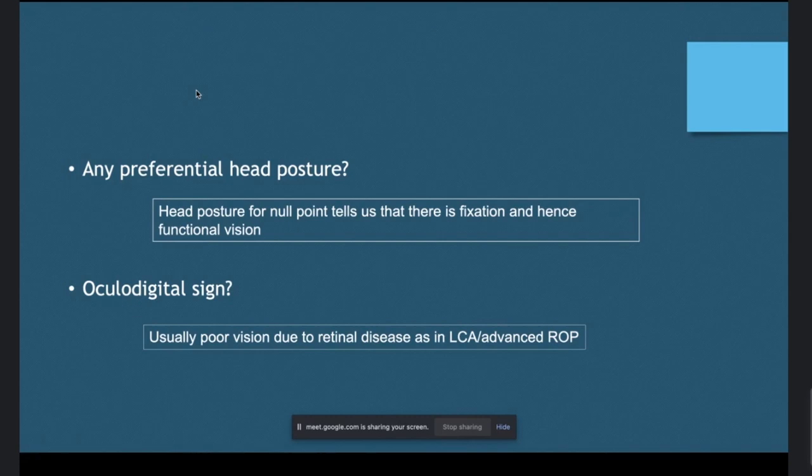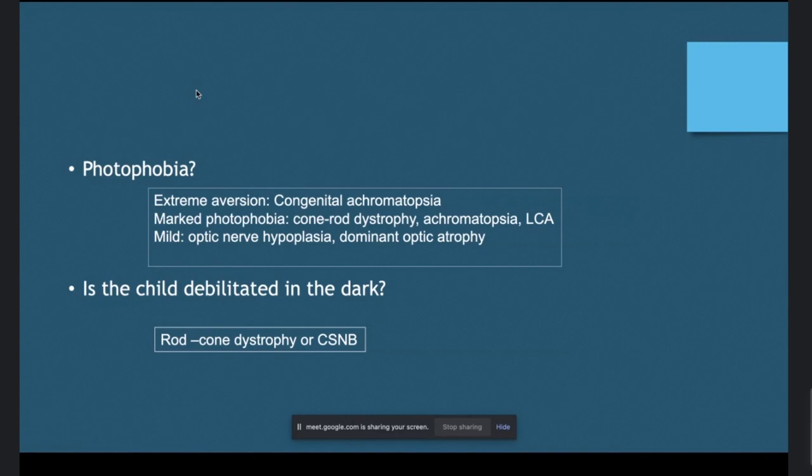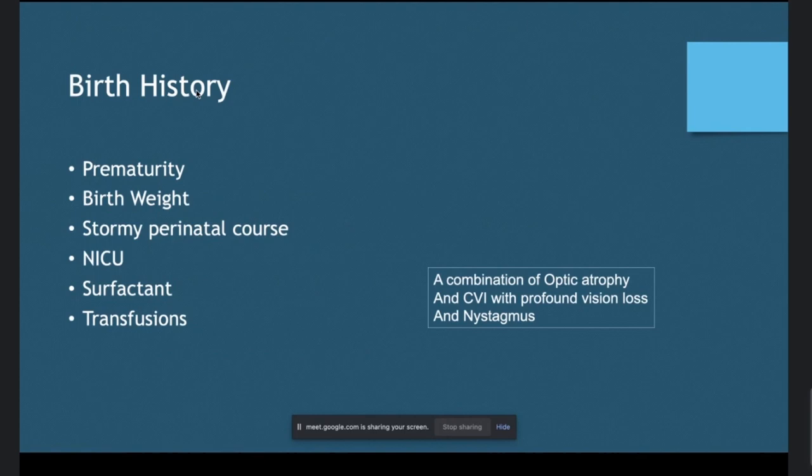If you see the oculodigital sign, where they're poking the eye, it usually means there is severe vision loss, usually due to a retinal disease, such as LCA. Advanced ROP can also show the oculodigital sign. Jazz correctly told, photophobia, extreme aversion means congenital achromatopsia. But marked photophobia can be seen in other disorders. Mild can be seen, like you can see in this list. And if the child is debilitated in the dark, then you should think of either a rod-cone dystrophy or CSNB.